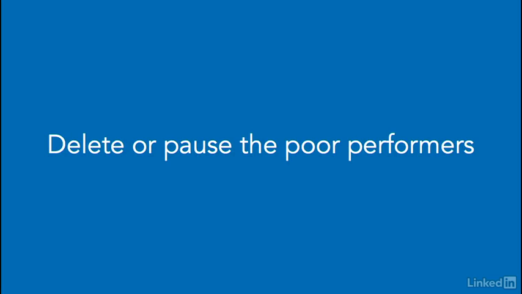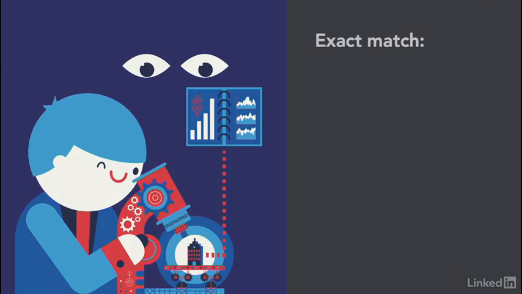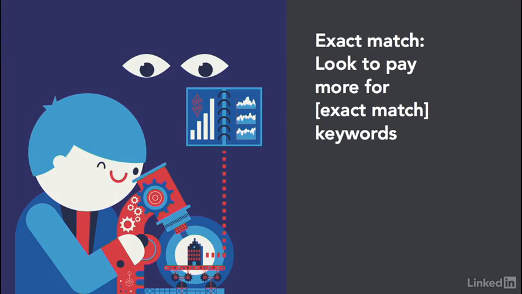When relevant ads connect to the right landing pages, you get a better quality score and lower cost per click. And you're also far more likely to get higher conversion rates. The next tip is to look at exact match. Look to pay more for exact match keywords, as this is what you really want to land. And broad match means that you're fishing in a much wider sea.